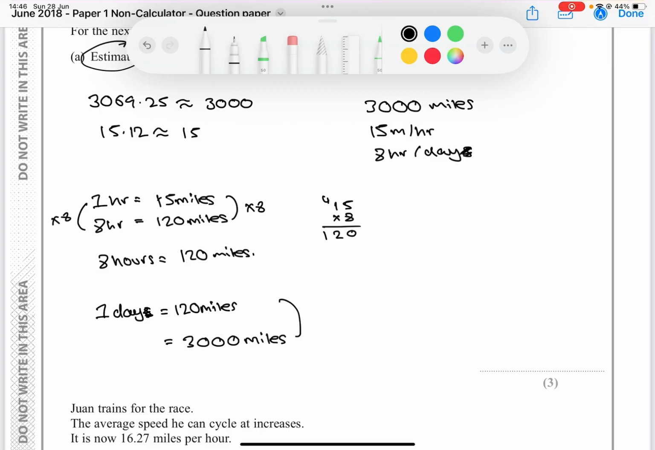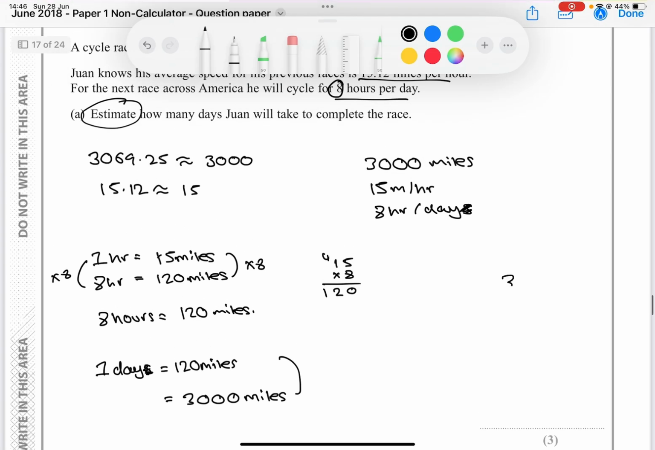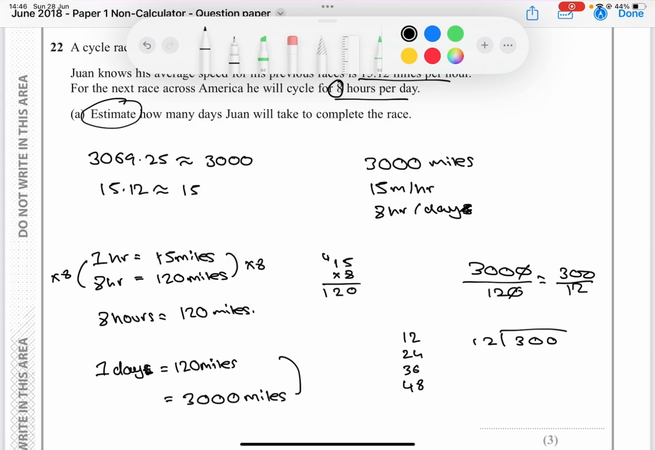I want to know how many days it takes this person to travel 3,000 miles. So how do I go from 120 to 3,000? I can just do 3,000 divided by 120. To make this a little more simple for myself, these zeros will just cancel, so now I have 300 over 12. This is a lot easier for me to calculate. So I just need to write down my 12 times table: 12, 24, 36, 48, 60. Let's keep it at that.